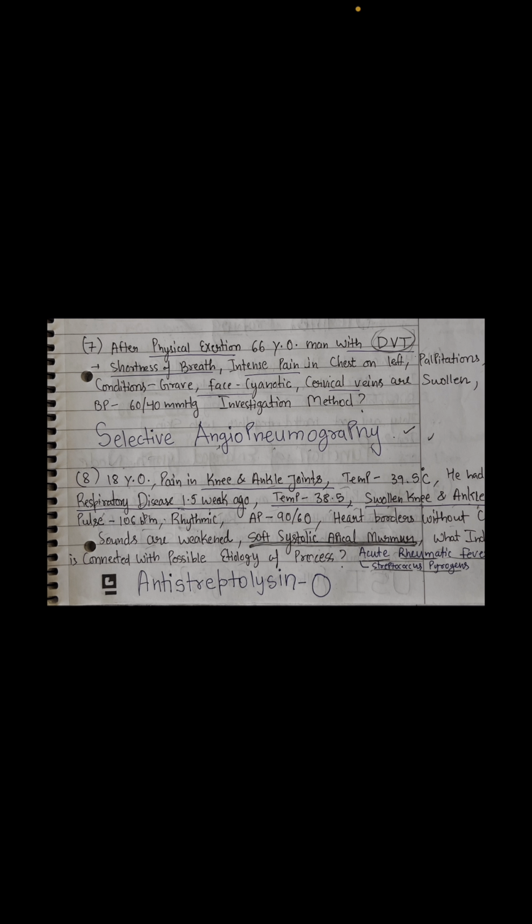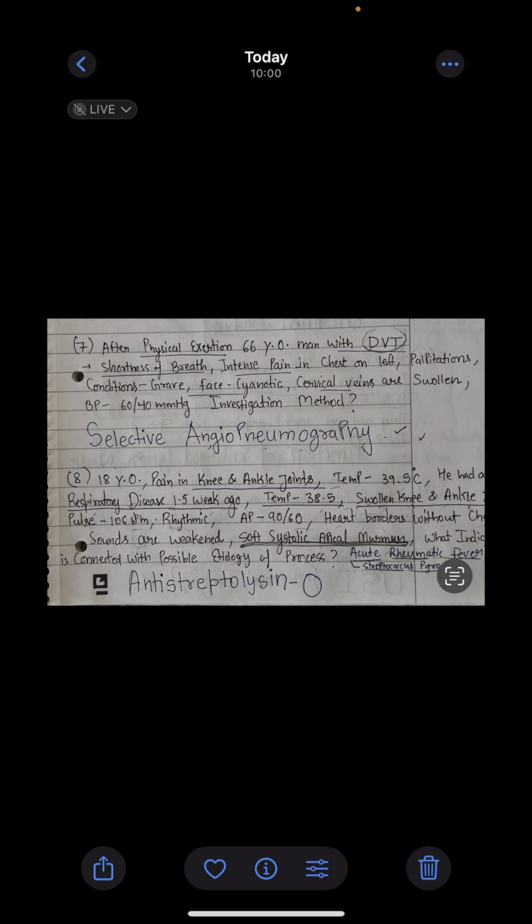What we do in this method is put contrast inside the lung arteries, and we will come to know wherever the clot got stuck, which came from the DVT via the inferior vena cava to the cardiac system, and then hence to the pulmonary system.